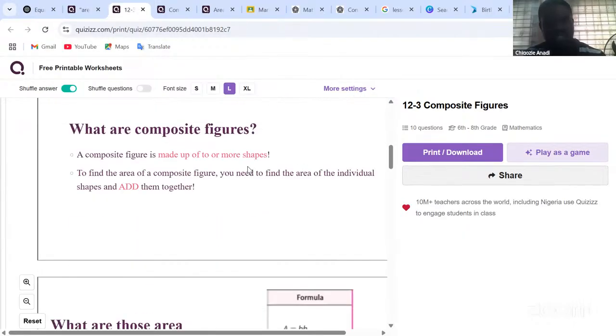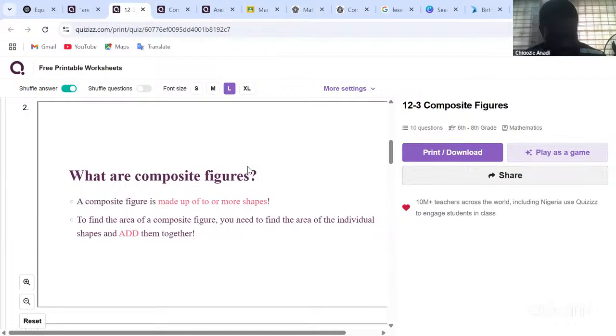But first of all, let's ask ourselves this question. What's a composite shape? Can you help me read what's on the screen? A composite shape is made up of two or more shapes. Very good. A composite shape is made up of what? Two or more what? Shapes. Okay, very good. So what's the next point written there? Can you help me read it?